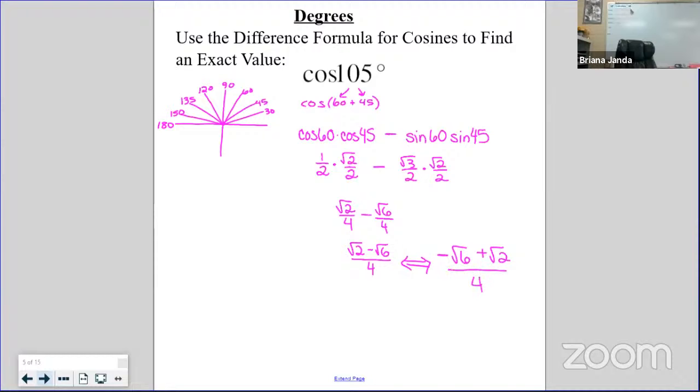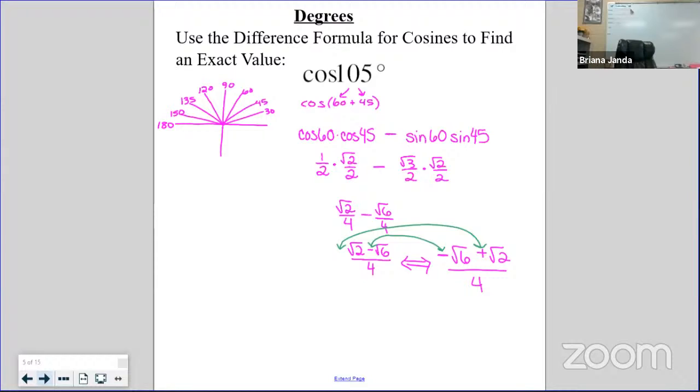And how do I check that? You check the sign. The sign in front of the square root of 6 needs to be the same, negative and negative. The sign in front of the square root of 2 needs to be the same, positive and positive. And if our order is backwards from each other, as long as our signs match, you're good. Questions?